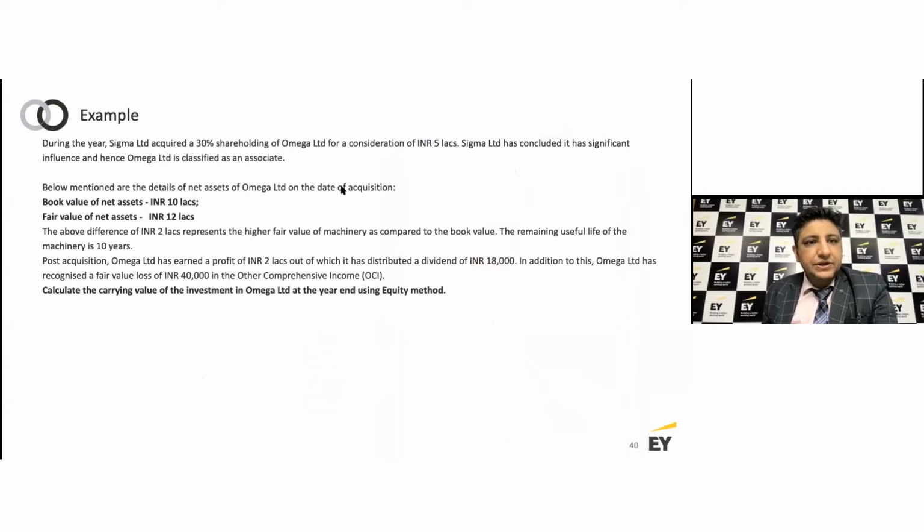Let's have a look at this question now. It says that during the year, Sigma Limited acquired a 30% shareholding of Omega Limited for a consideration of 5 lakh rupees. Sigma Limited has concluded that it has significant influence and hence Omega Limited is classified as an associate. Below mentioned are the details of the net assets of Omega Limited on the date of acquisition.